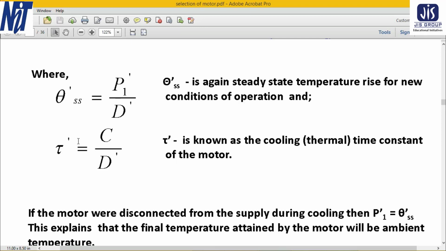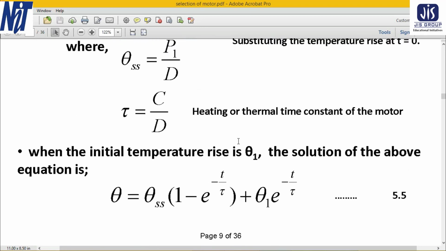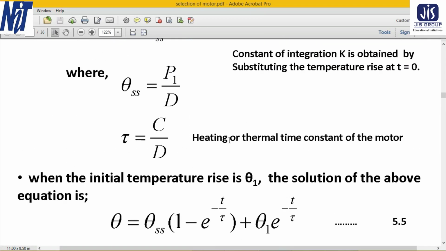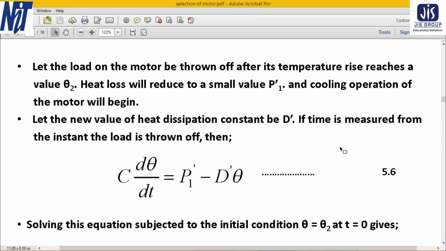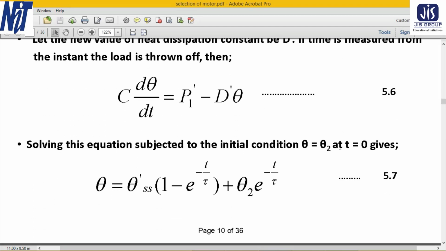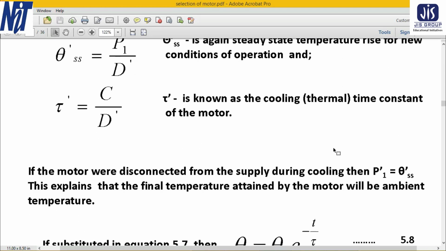So previously it was the heating constant, now it is the cooling thermal time constant. Tau dash is the cooling thermal time constant, and tau was my heating thermal time constant. So one is the heating thermal time constant and the other one is tau dash, that is the cooling thermal time constant.